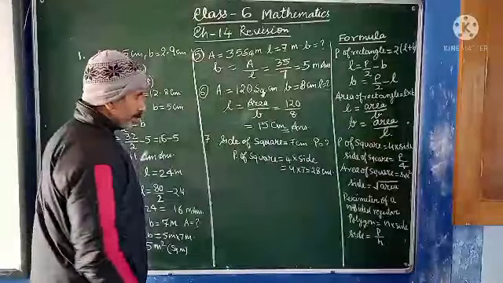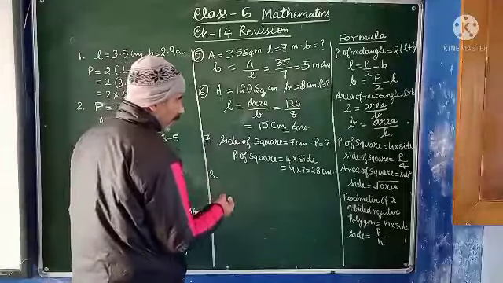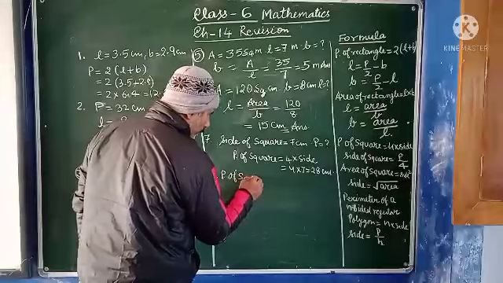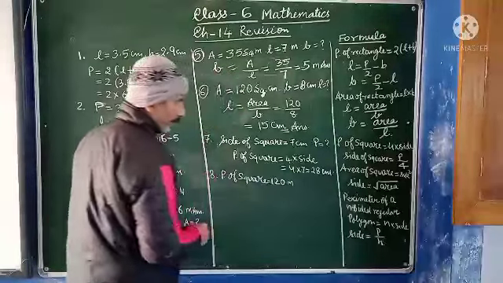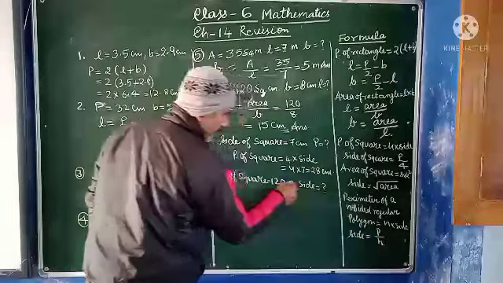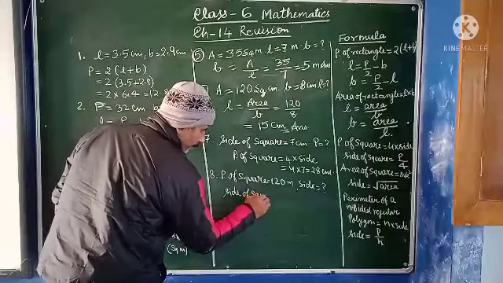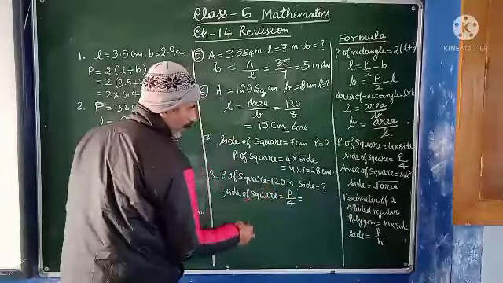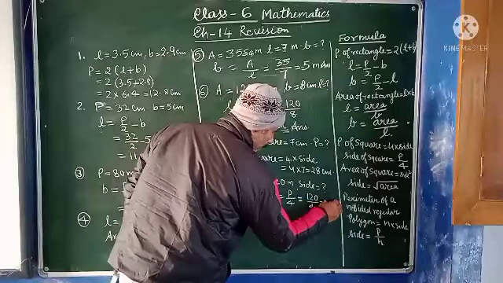It's very simple. Then the next question: if the perimeter of a square is given as 120 meter and you want the side. What is its side? So you will write the formula for side. Side of a square is perimeter divided by 4. The perimeter here is 120, so 120 divided by 4 is equal to 30 meter.